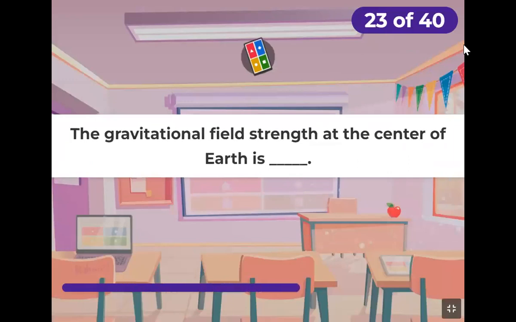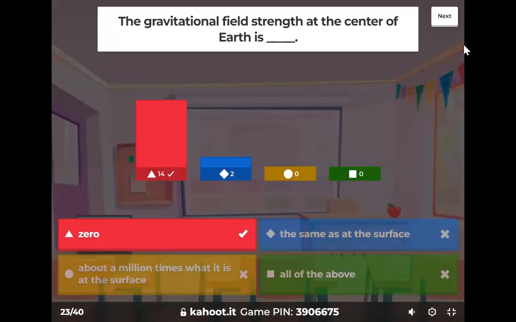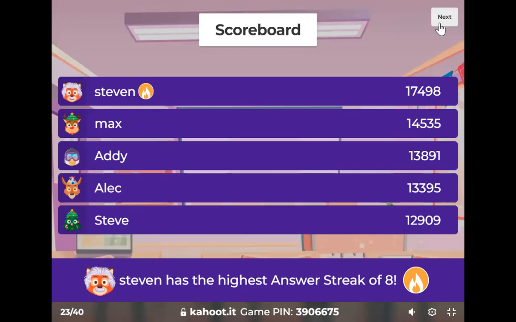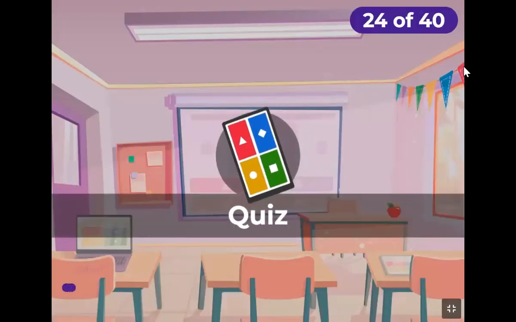Gravity field strength at the center of Earth is zero. Zero gravity field at the center. Every point on Earth pulls you a different direction. Gravity field cancels out.